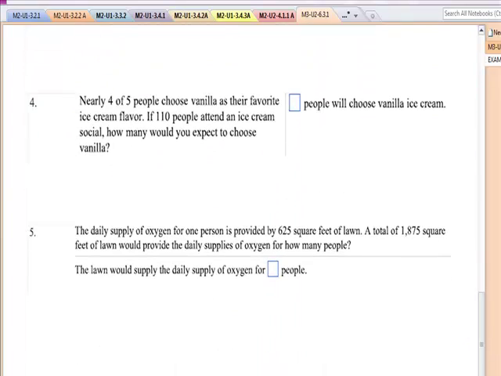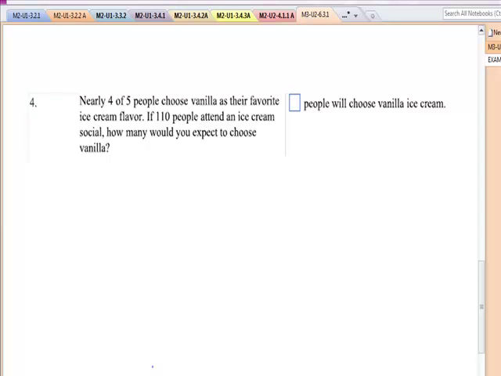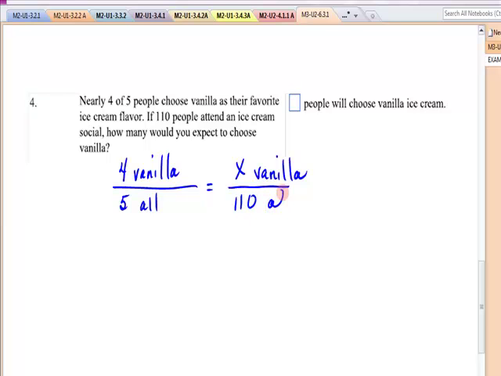All right, let's look at number 4. It says nearly 4 out of 5 people choose vanilla as their favorite ice cream flavor. Okay, 4 choose vanilla out of 5, which is all people. If 110 people attend an ice cream social, how many would you expect to choose vanilla? Well, how many would be vanilla would be the X, and 110 is all the people.